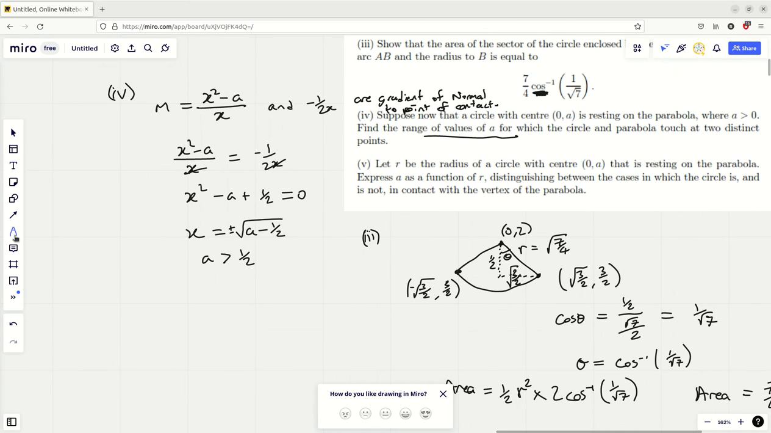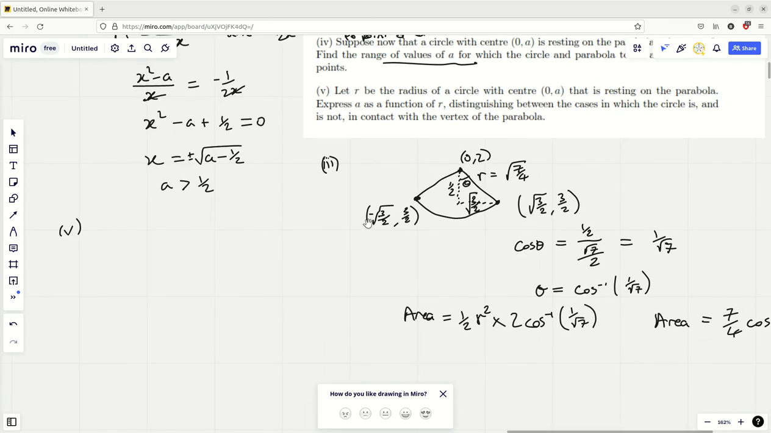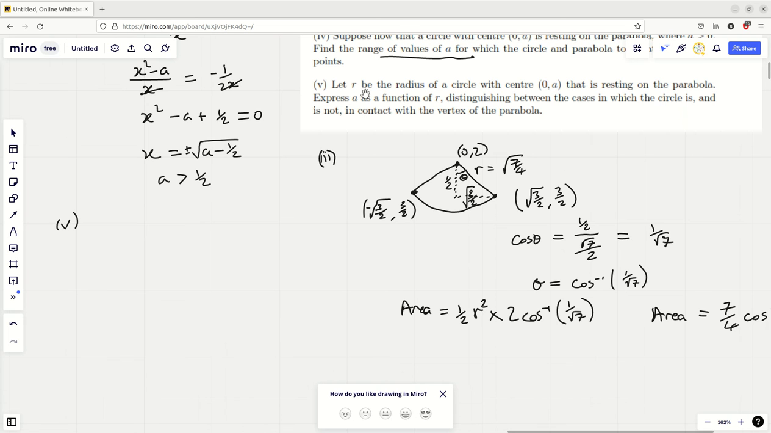That's that one done. Part 5, and I think you can see now why I was thinking this one's not too bad. If you hit on the right ideas, it really isn't too bad in my opinion. Okay, let r be the radius of the circle with center 0a that is resting on the parabola. So it's still definitely resting on the parabola.